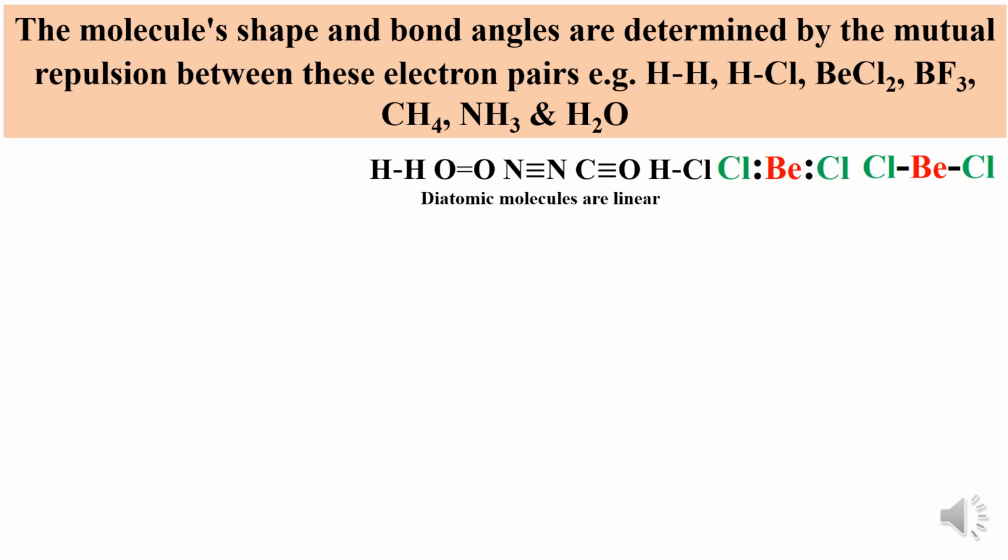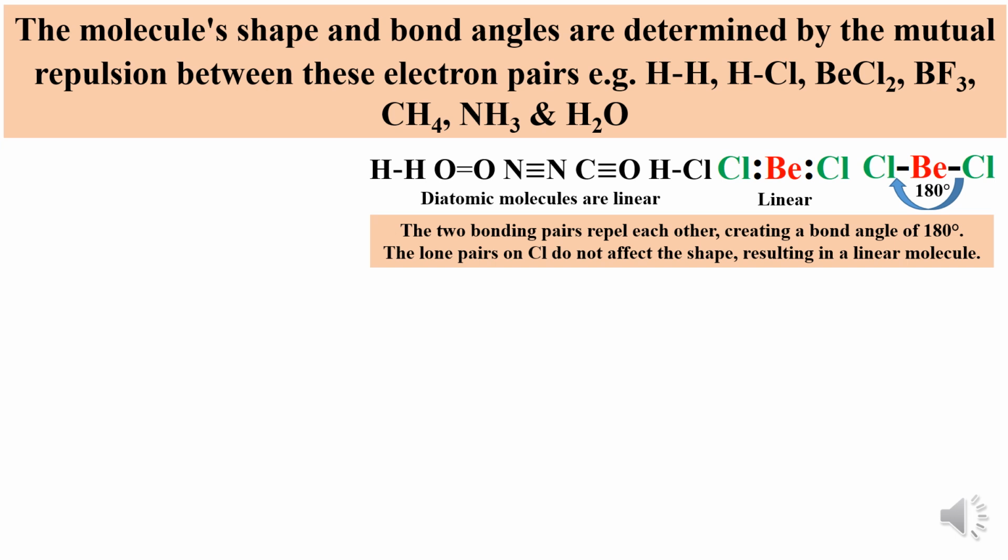So in case of a triatomic molecule like beryllium chloride, the bond angle is 180 degrees and it is linear in shape. So the two bonding pairs in case of the beryllium chloride molecule repel each other in order to maximize the distance between the atoms. And this creates a bond angle of 180 degrees. And the lone pairs on the chlorine atom do not affect the shape, resulting in a linear molecule.